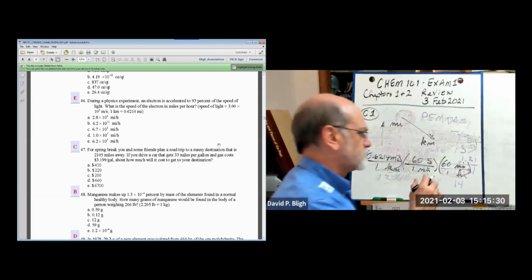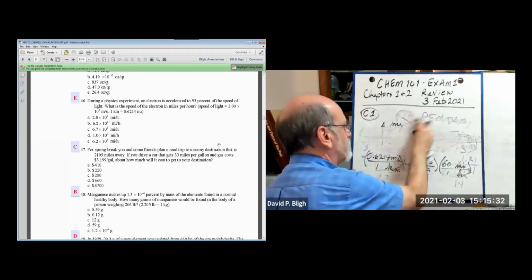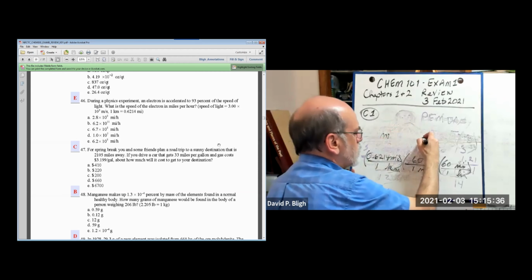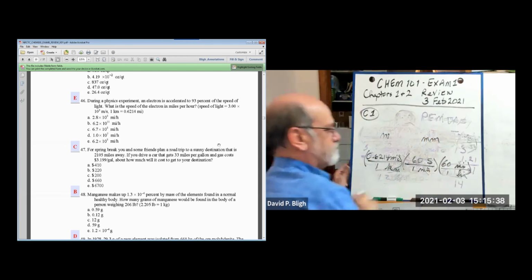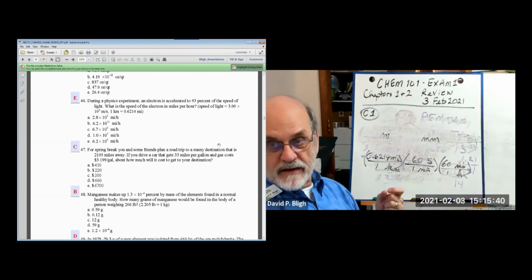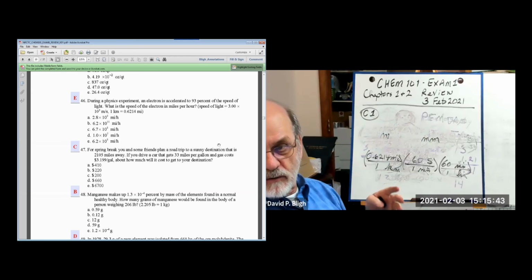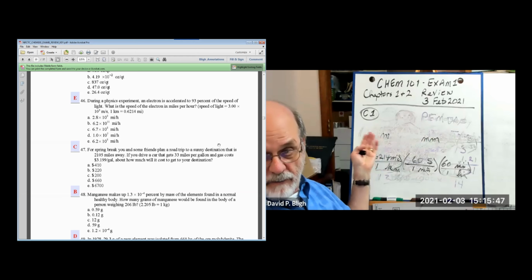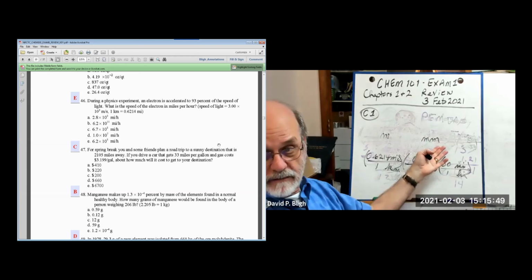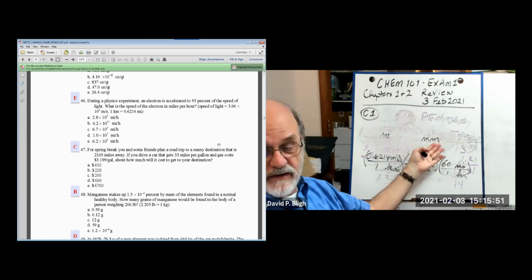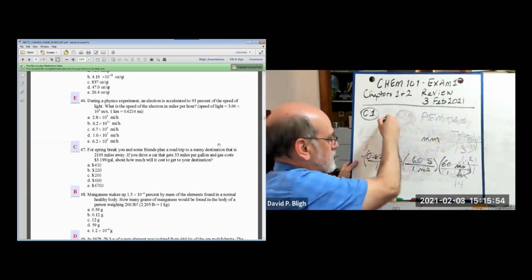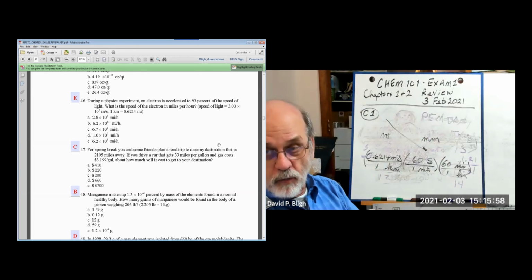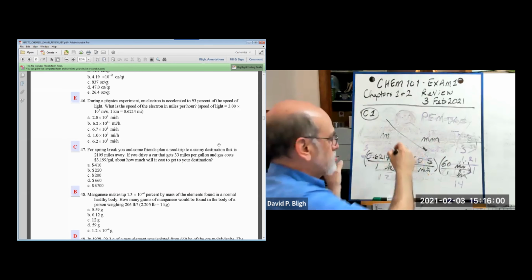Another example. Say we want to go from meters to millimeters. What's the size of the unit from meters to millimeters? A meter is a lot bigger than a millimeter, right? So the size of the unit is going down, so the conversion from one to the other goes up.